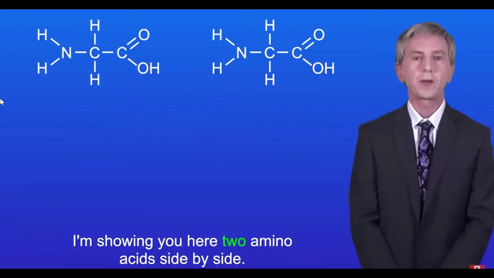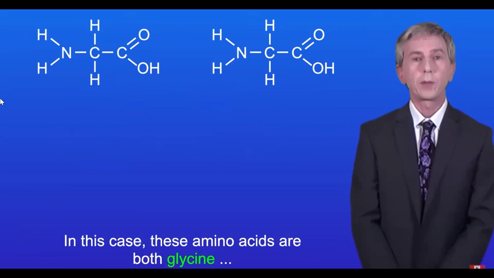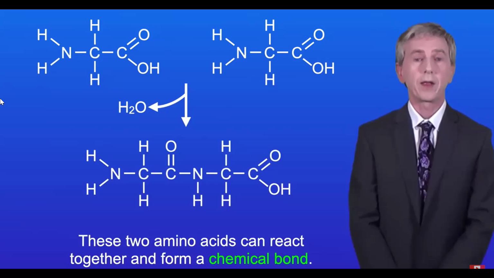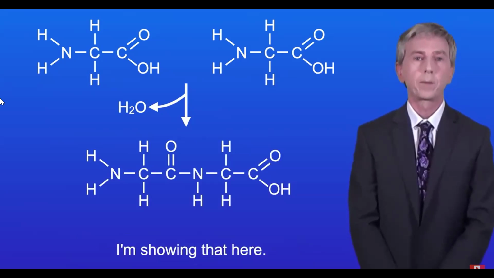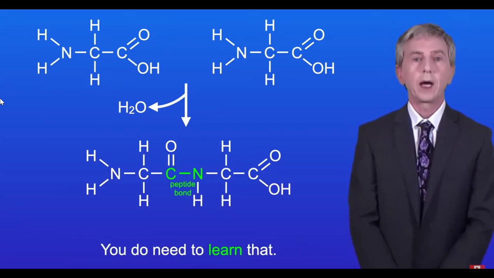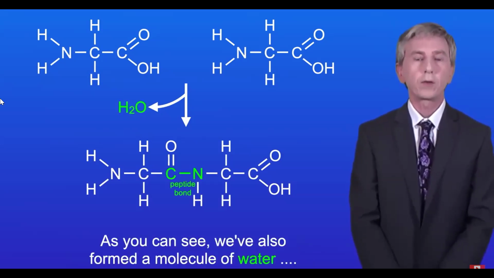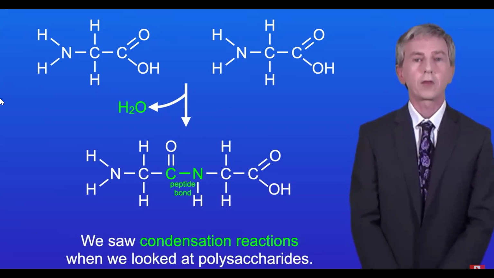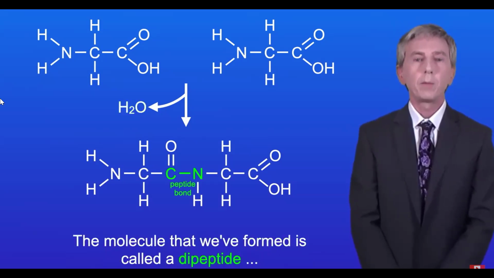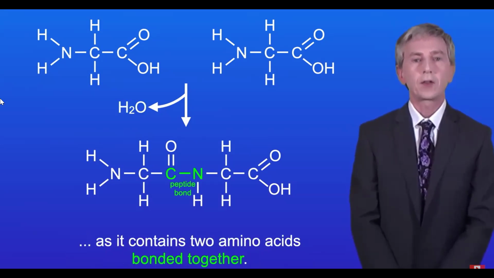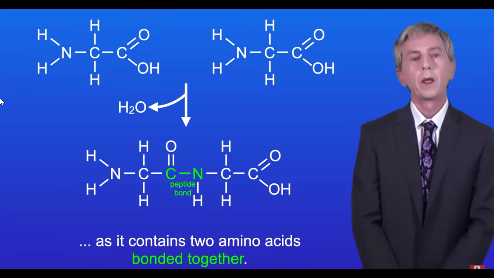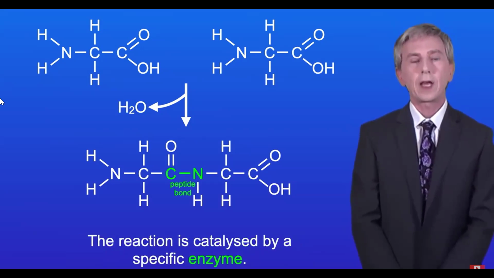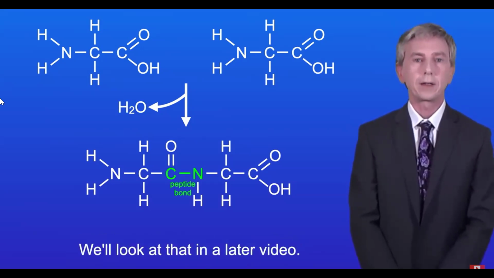Okay, I'm showing you here two amino acids side by side. In this case, these amino acids are both glycine, but this applies to any amino acids. Now, these two amino acids can react together and form a chemical bond, and I'm showing you that here. The bond formed is called a peptide bond, and you do need to learn that. As you can see, we've also formed a molecule of water, so this is an example of a condensation reaction, and we saw condensation reactions when we looked at polysaccharides. The molecule that we formed is called a dipeptide, as it contains two amino acids bonded together. This reaction takes place in ribosomes, which is where proteins are synthesized in cells. The reaction is catalyzed by a specific enzyme, and we'll look at that in a later video.